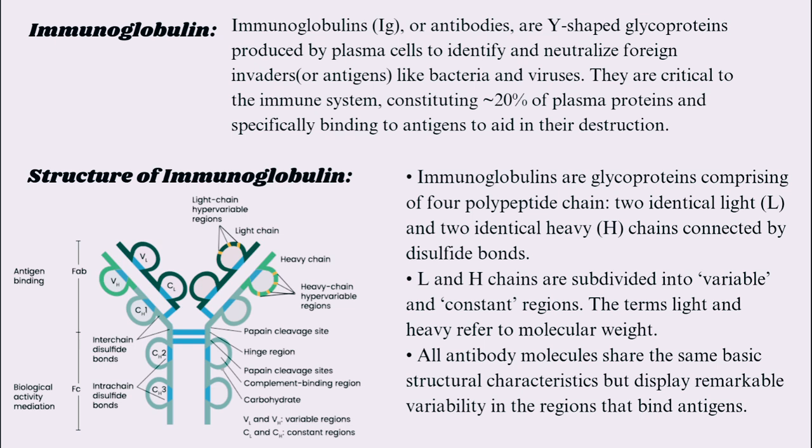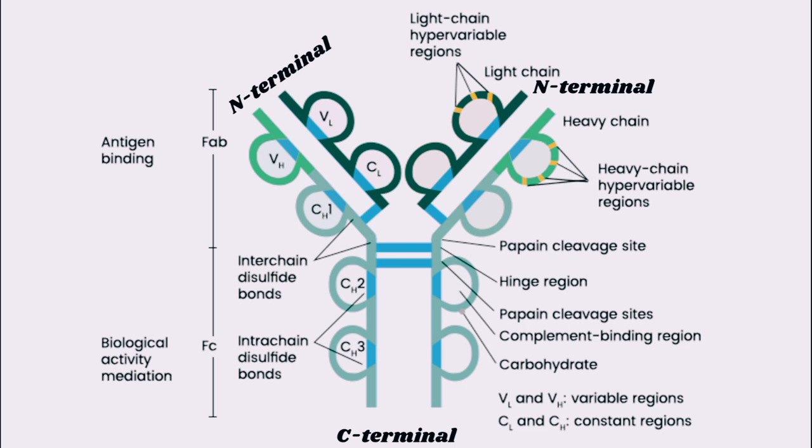So I have written here immunoglobulins. Let's go to the structure properly in the next slide. Look, this is the structure of a typical immunoglobulin. If you look at the structure, you will see this as a Y-shaped structure. In the upper portion, there are two arms, and in the lower portion, there is a stem.